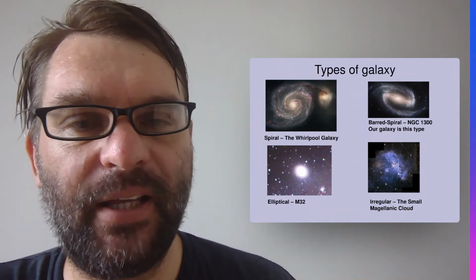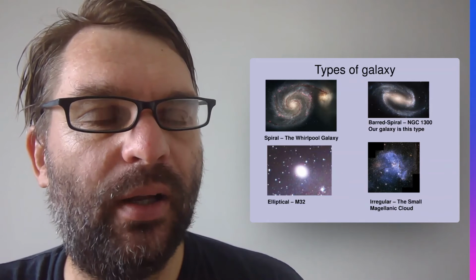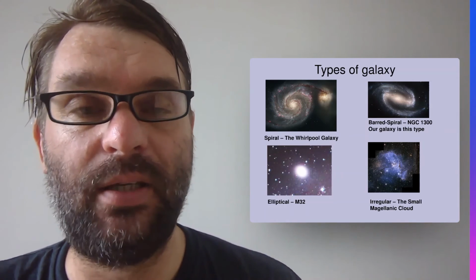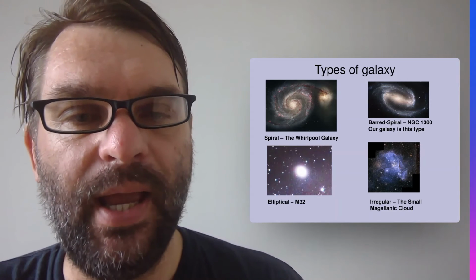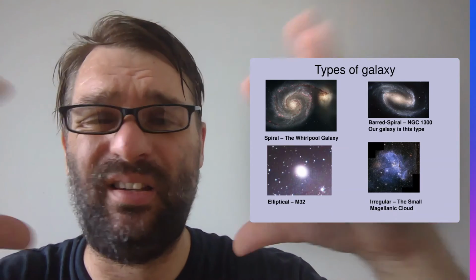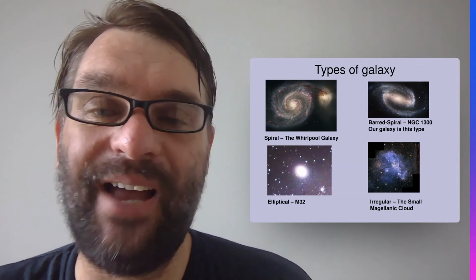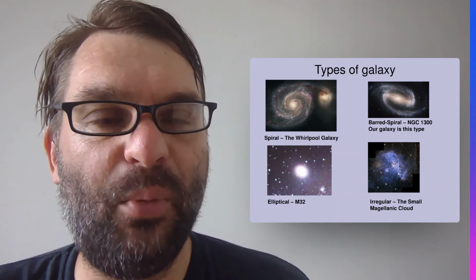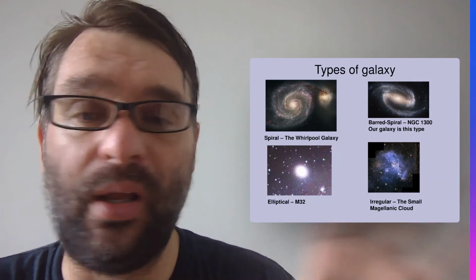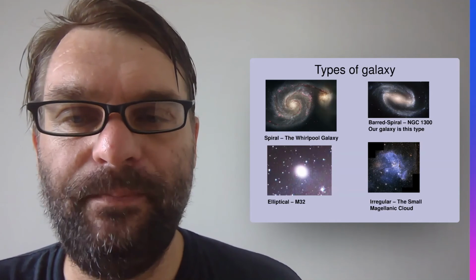So there's 4 types of galaxies. There's the spiral galaxy, the whirlpool galaxies. There's the barred spiral, NGC 1300 is an example of that, but also our own Milky Way is an example of a barred spiral galaxy. And then we have the elliptical galaxies like M32, this giant conglomeration of stars. And then we've got the irregular shapes, which we can't fit into any other kind of shape, like the Small Magellanic Cloud. Again, if you Google these images on the internet, they're beautiful images.